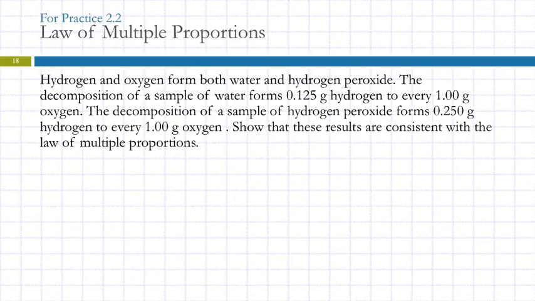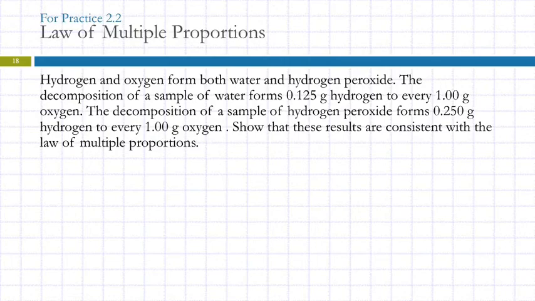So how do we do a problem? It'd be something like this. Hydrogen and oxygen form both water and hydrogen peroxide. The decomposition of a sample of water forms 0.125 grams of hydrogen for every 1 gram of oxygen. And if we do the same thing to hydrogen peroxide, it forms 0.25 grams of hydrogen to every 1 gram of oxygen. Show that these results are consistent with the law of multiple proportions.